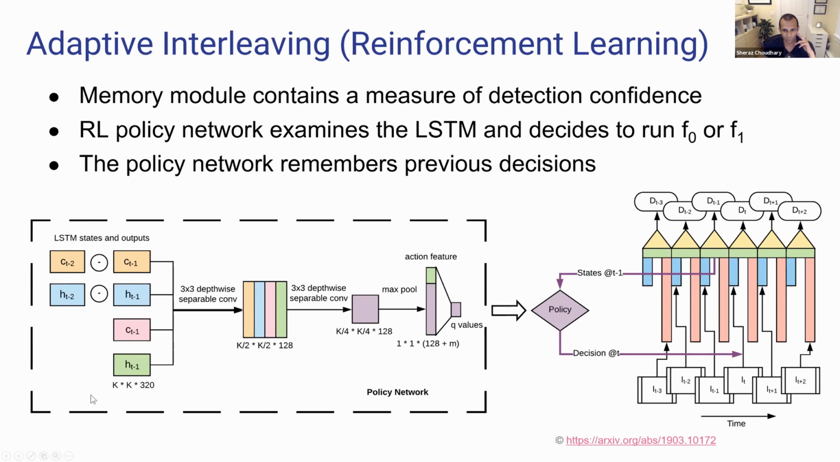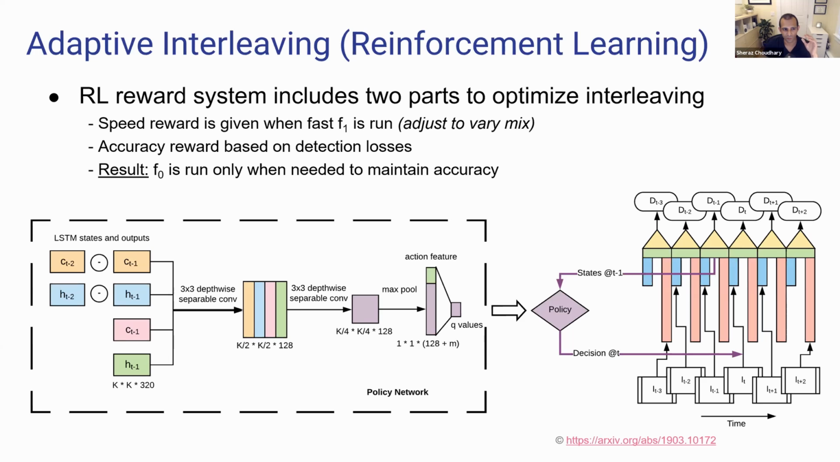They came up with a reinforcement learning model, which controls the adaptive interleaving. So the memory module contains a measure of how accurate the detection confidence is. And the reinforcement learning policy network examines this, the memory module, and decides whether to run the large model or the small model. The reinforcement learning reward system is based on two parts: the speed reward, which is given every time the small model is run, and you can vary the mix, and the accuracy reward, which is based on the detection loss, like how accurate the detection is.